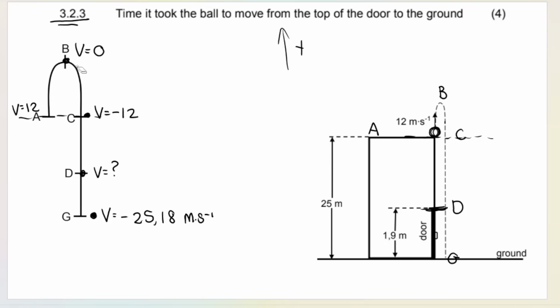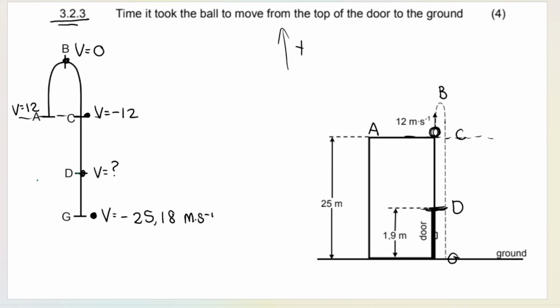Now what the question wants is the time that it took for the ball to move from the top of the door, so from D, to the ground, which is G. Now, there's a lot of different ways, once again, to do this question. There's often a lot of ways to do a question in vertical projectile motion. Memos can have 12, 13, 14, 15 options, which is absolutely crazy. It just shows you that there's a wide range of possibilities. I'm going to show you the one that makes sense to me, and hopefully it will make sense to you as well.